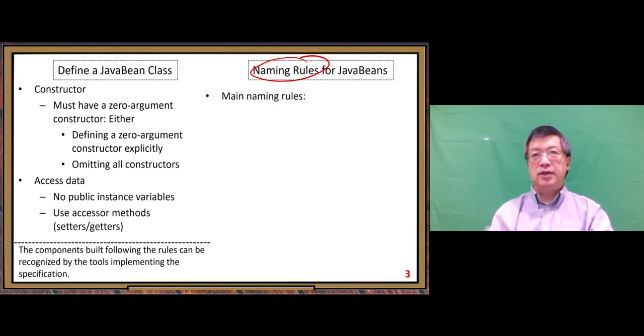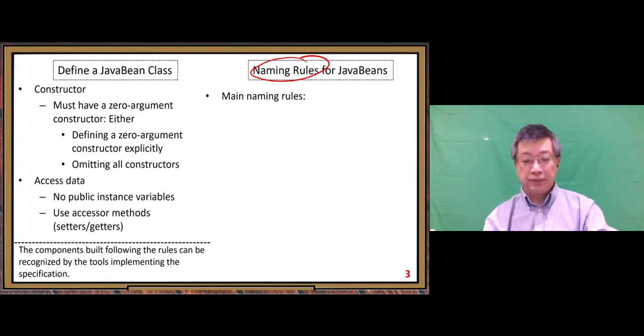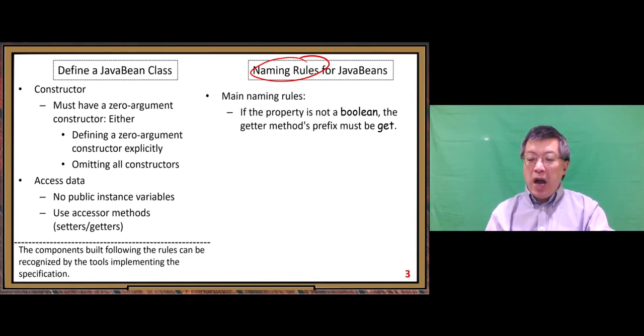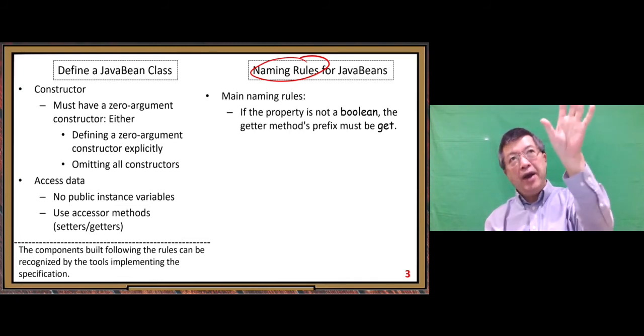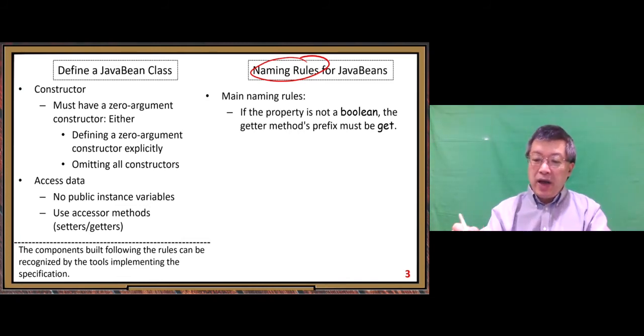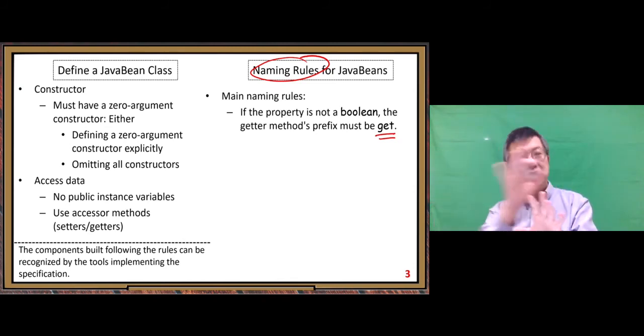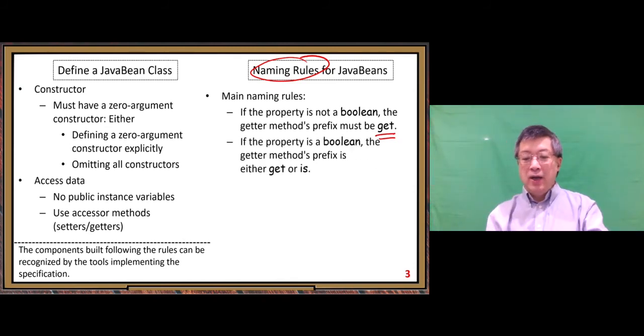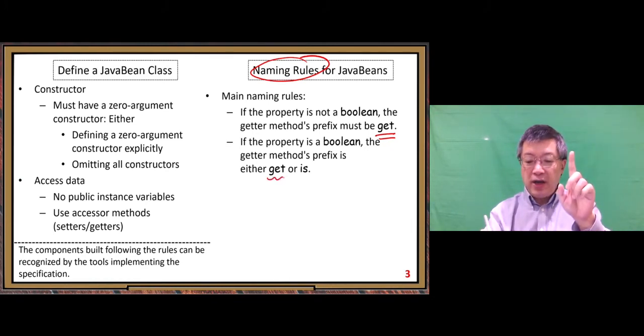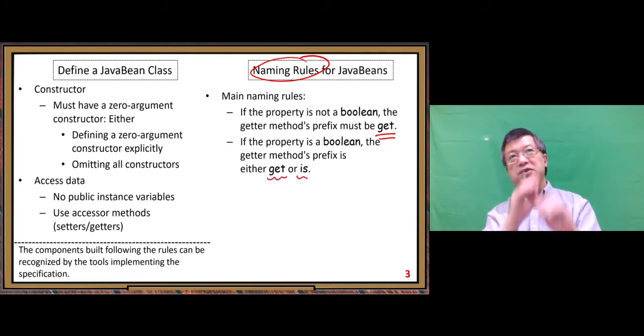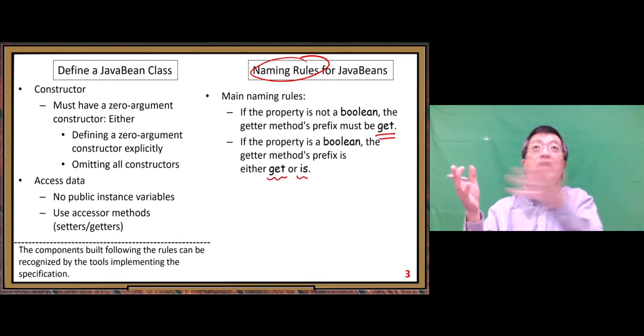Now I explain the naming rule. If the property is not a Boolean, meaning your private instance variable is not a Boolean variable, the getter method's prefix must be get. You have to call it get something. If the property is a Boolean, the getter method's prefix could be either get or is. A Boolean value is true or false, right?